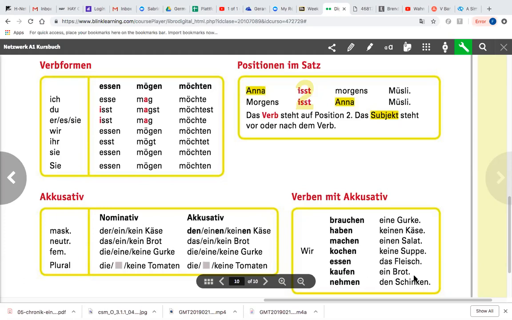But where does it change? It changes in the masculine. So for instance, Käse, der Käse. We say, wir haben keinen Käse. We have no cheese. We could also say, if we wanted to say we buy this cheese, wir kaufen den Käse. Yeah, den Käse.